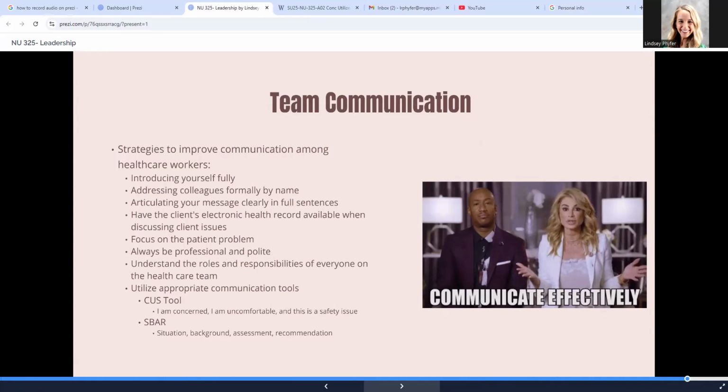We need to understand the roles and responsibilities of everyone in the healthcare team and also utilize appropriate communication tools that are in place. An example of these is the CUS tool. The CUS tool stands for statements that include, I am concerned, I am uncomfortable, and this is a safety issue. And then another communication tool that is often utilized in hospitals is called SBAR, which stands for Situation, Background, Assessment, and Recommendation. And I'm going to walk y'all through a quick case study that's actually in your textbook about how to utilize SBAR in the real world clinical setting.